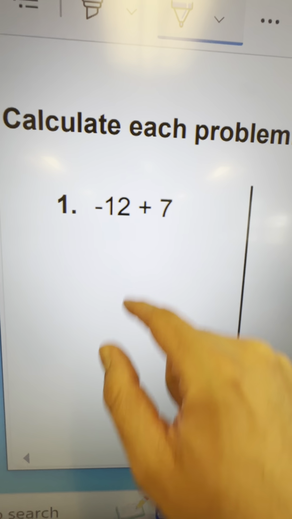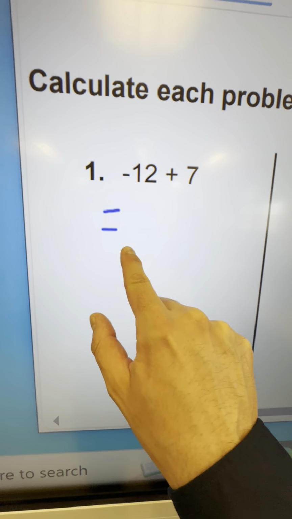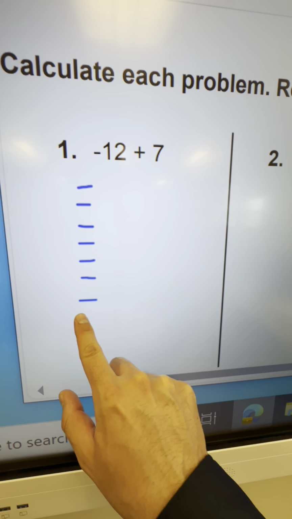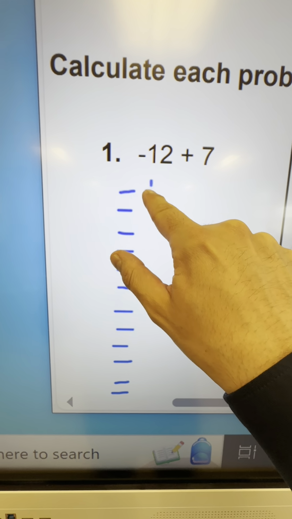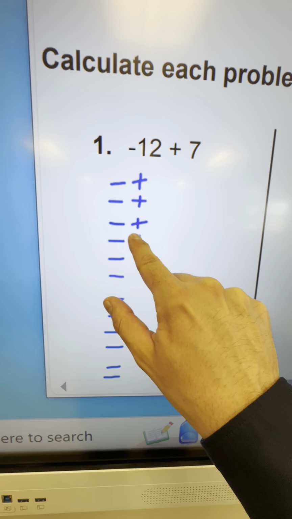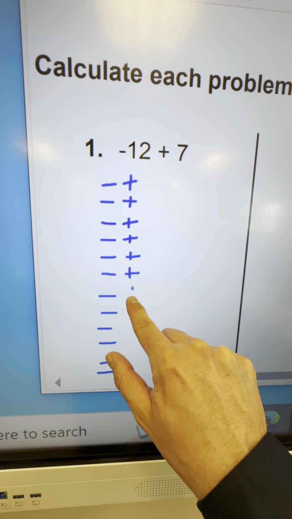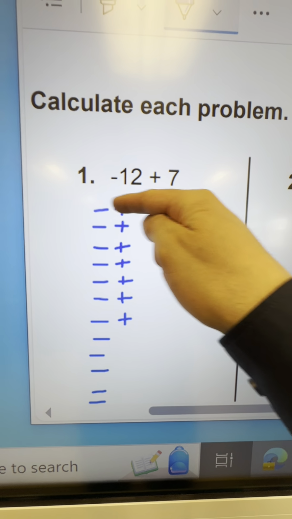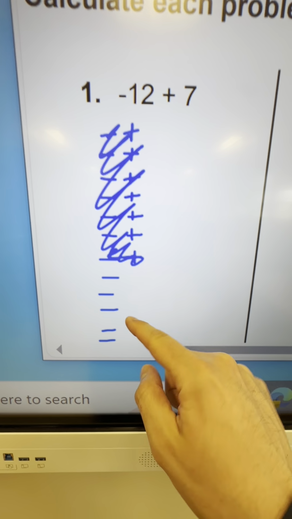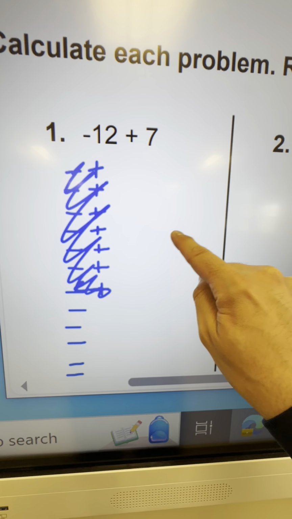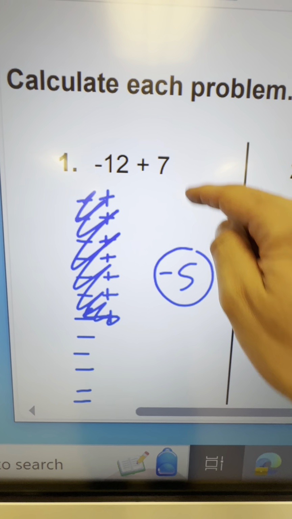So 12 negatives plus 7 positives. 1, 2, 3, 4, 5, 6, 7, 8, 9, 10, 11, 12 negatives. Add 7 positives. 1, 2, 3, 4, 5, 6, 7. And like I mentioned, remember I matched these up so that I could cancel them out quickly. And I can see what's left over. 1, 2, 3, 4, 5 negatives. So -12 plus 7 is -5.